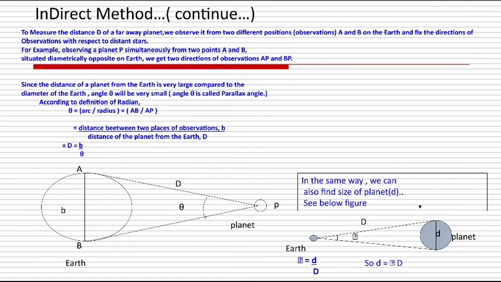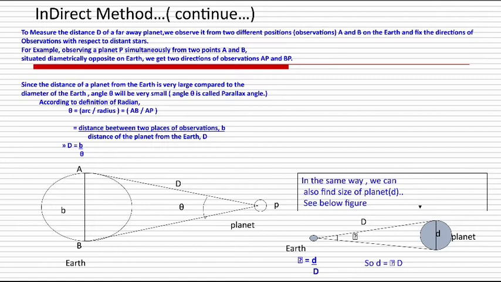This angle theta is called parallax angle or parallactic angle. According to the definition of the radian, theta is equal to arc upon radius, which is equal to AB upon AP, which is equal to the distance between the 2 places of observation, that is small b, upon the distance of the planet from the Earth, that is capital D. So capital D is equal to b upon theta. From this we can find the distance D between the Earth and the planet.